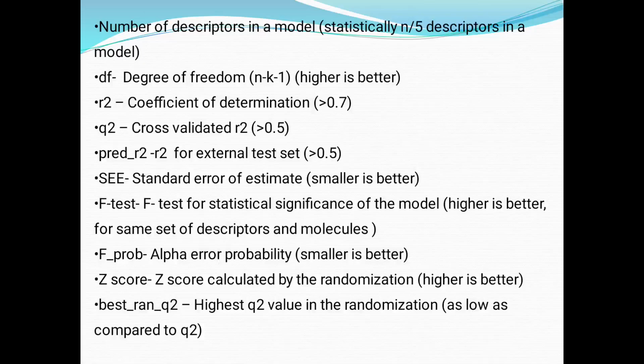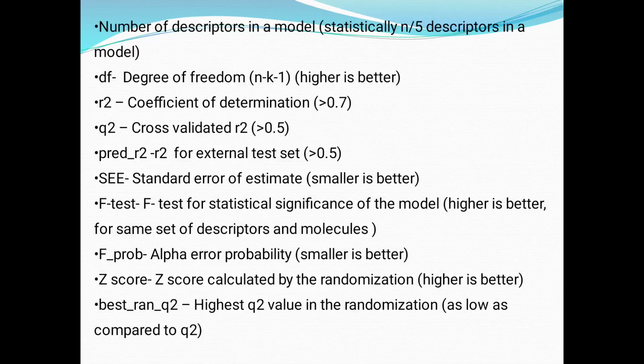Then you have the number of descriptors, statistically n by 5 descriptors in one model. Then you have df or the degrees of freedom, r square is the coefficient of determination, q square is cross validated. Then you have predicted r square, the value should be greater than 0.5 for the external or test set. Then the standard error of estimate should be as low as possible.